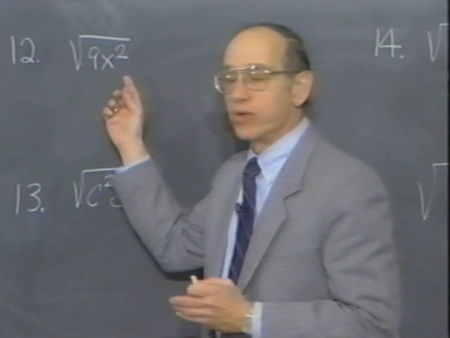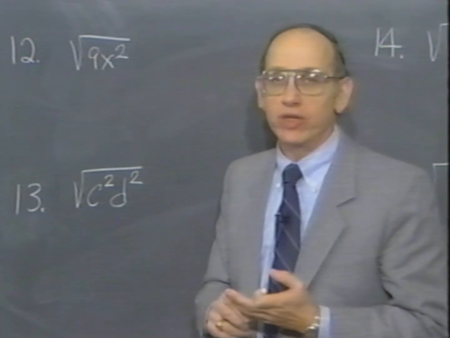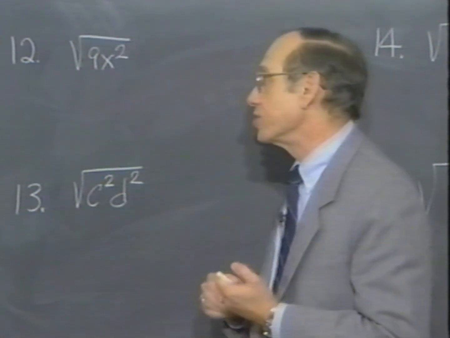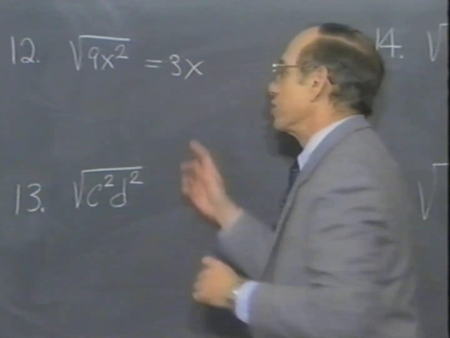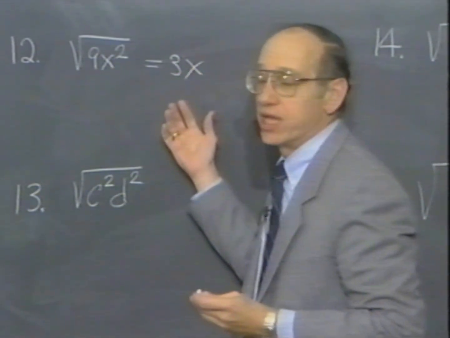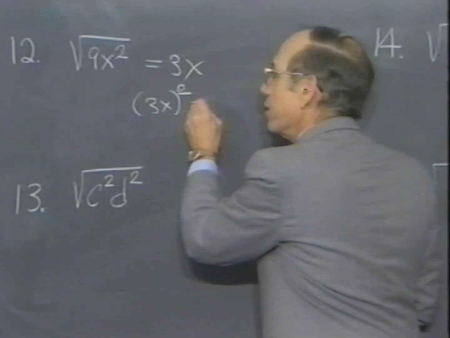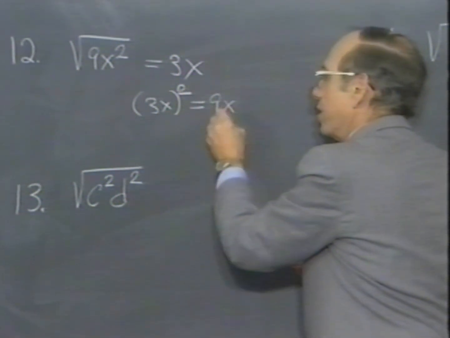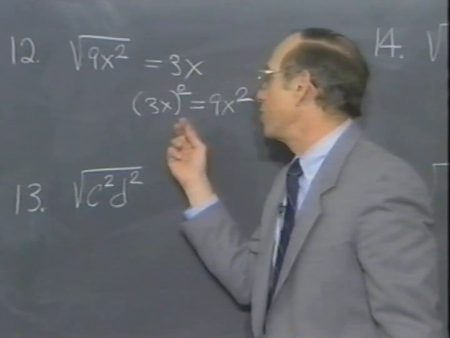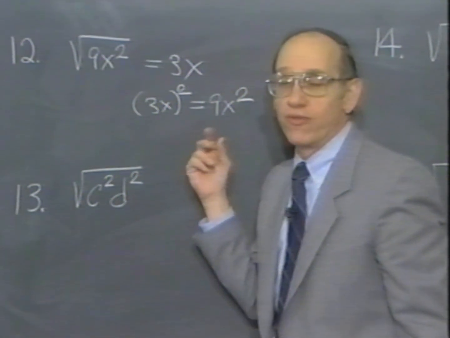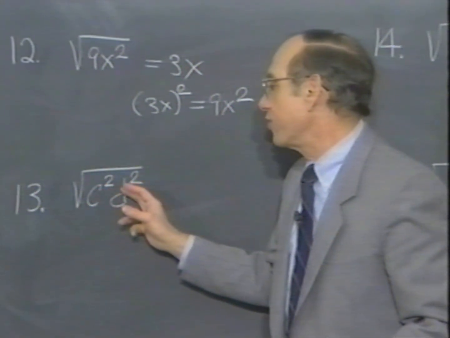Well, what about the square root of 9x squared? Of course, you have to ask yourself, what do you have to square? What do you have to multiply by itself so that the result is 9x squared? And that's easy. That's 3x, because 3 times 3 is 9, and x times x is x squared. Of course, you can check this, right? 3x squared gives you 3 squared is 9, x squared is x squared. So you see the square root of 9x squared is equal to 3x, because 3x, the quantity squared, is in fact 9x squared. In number 13, we have the square root of c squared d squared.